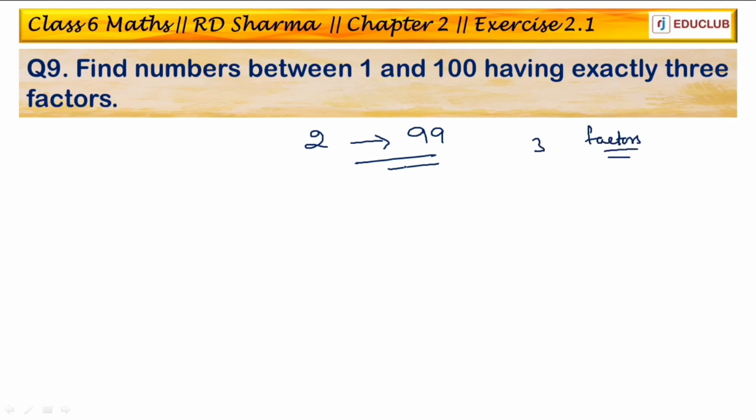Okay. Now let us see. Always 1 and the number itself are factors. Okay. These are the factors. So the third number will only be a factor if this number is the square of that number. If this number is a square of that number, then only will there be a third factor. Otherwise, it will have more than 3 factors.